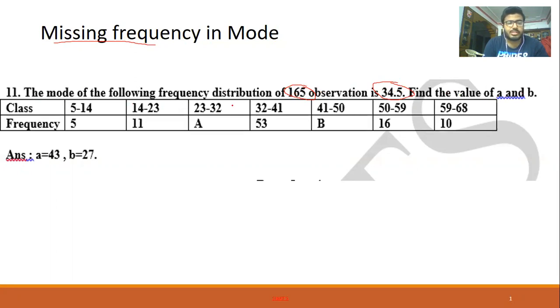The classes are written 5 to 14, then 14 to 23, then 23 to 32. So it is continuous, and there is a difference of 9. You can see 14 minus 5 is 9, and 23 minus 14 is 9. And you can see the frequencies. In that, there is an A value and there is a B value. These two values you need to find out. The mode is already given. You need to find out the value of A and B.